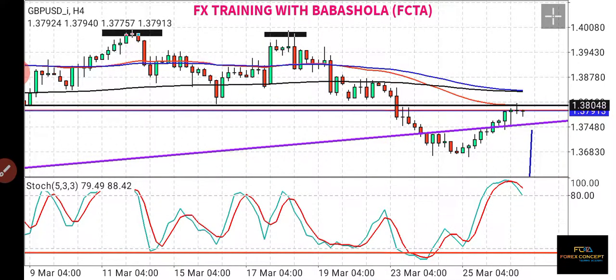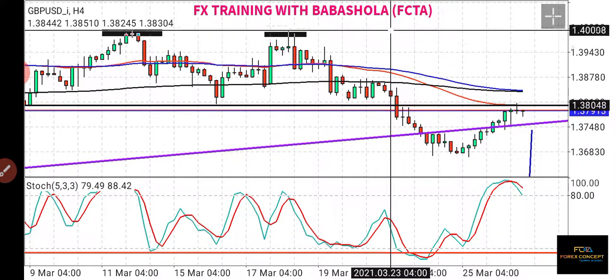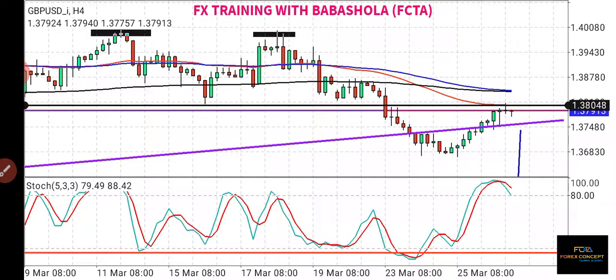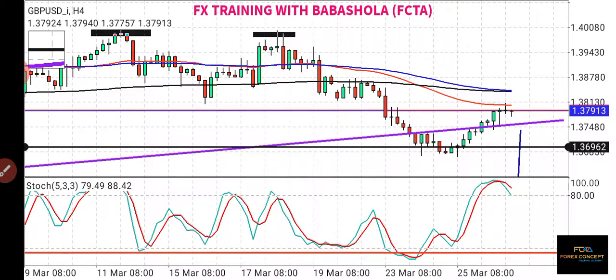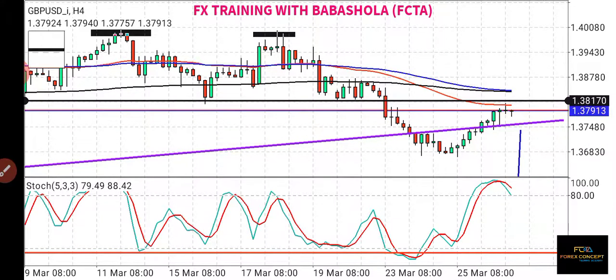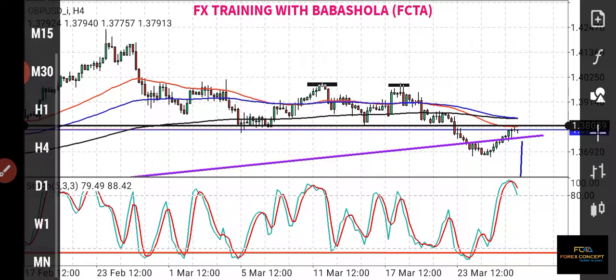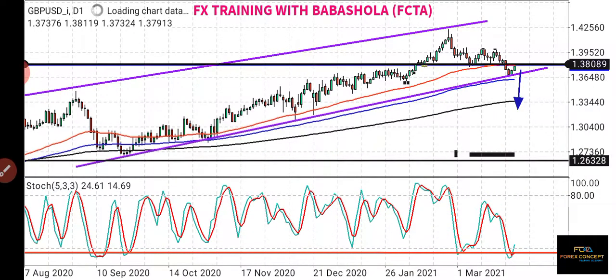You can also see that around this region, you can see a lot of doji and reversal patterns forming, meaning that the bull trend is actually exhausted, and then the bears might take over. Okay, so on the daily we are having a wedge, which is indicating that price will fall downward.